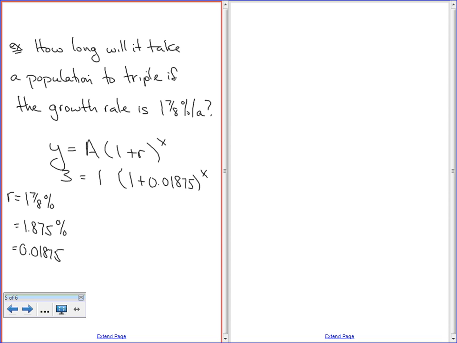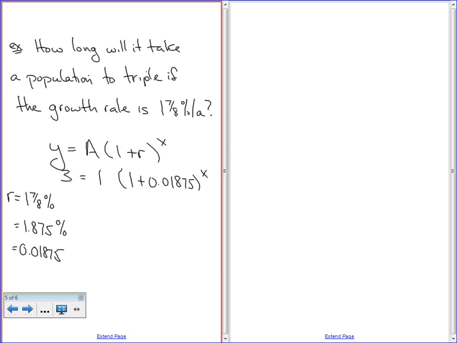Excellent. Okay. You can pick any single number in the world for A. You can pick 100 and then just triple it and put 300. Okay. If you pick 7, make that 21. Okay. You don't care what the initial population is. All you care is that you're able to multiply it by 3 to get the final population.